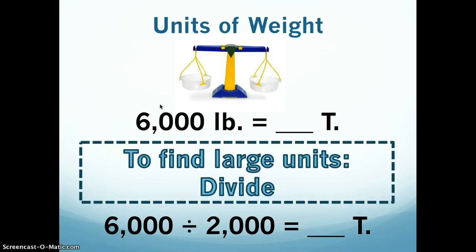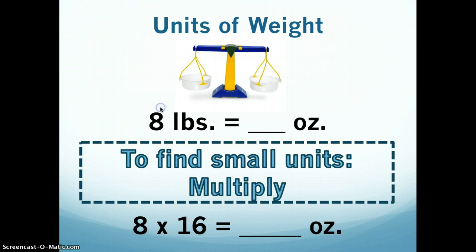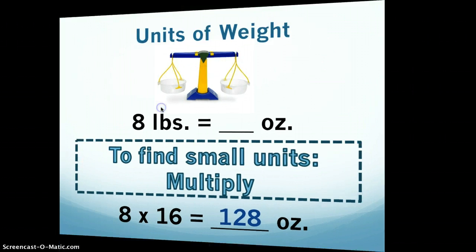So to find large units, again, you're going to divide. We have 6,000 pounds. We need to know the number of tons. You divide by 2,000, get rid of all those zeros, guys, and you get 3. We start with 8 pounds, and we're looking for the ounces, meaning we're looking for a smaller unit. Every time you do that, you multiply. So 8 times 16, because there's 16 ounces in 1 pound, is 128 ounces.